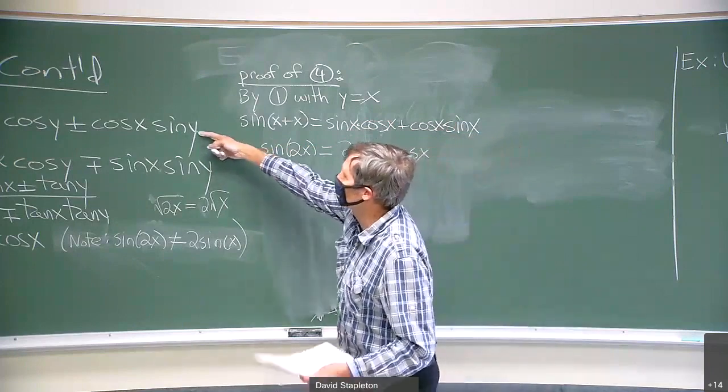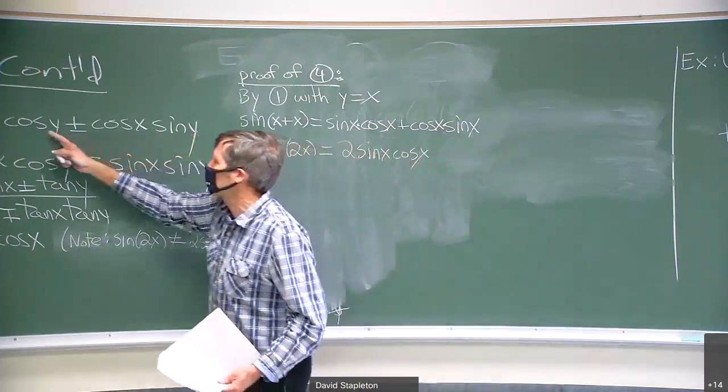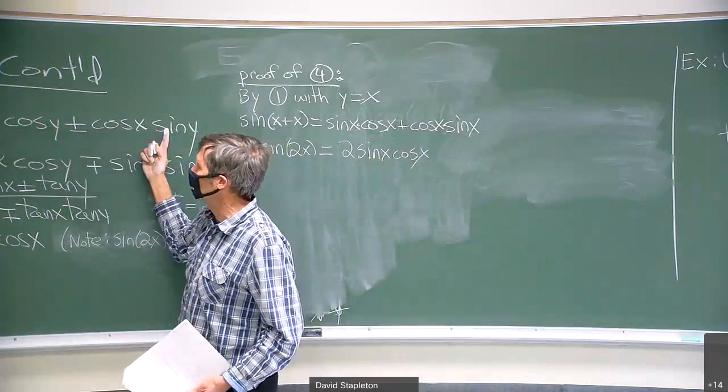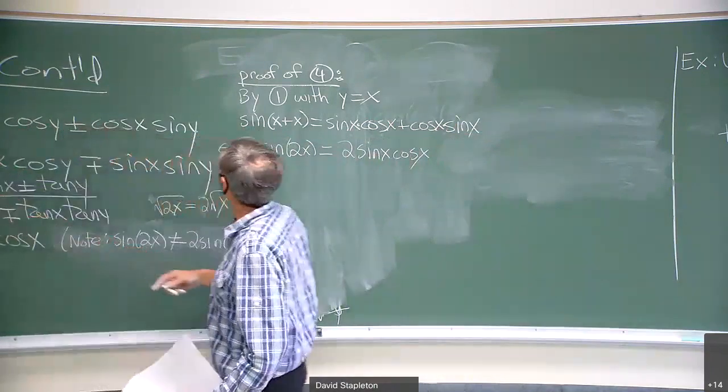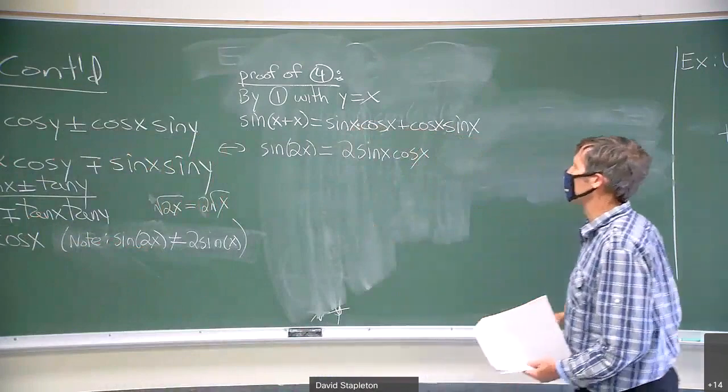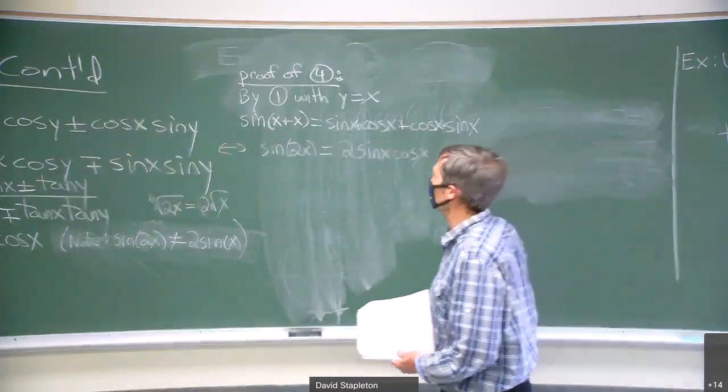You can look at this one and imagine you put x here instead of y. It's got 2 of these is equal to sine of 2x. You can imagine that in your mind. This proof is so short. So there's the proof of that one.